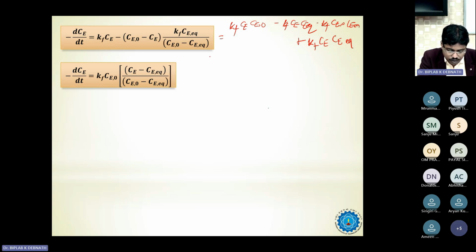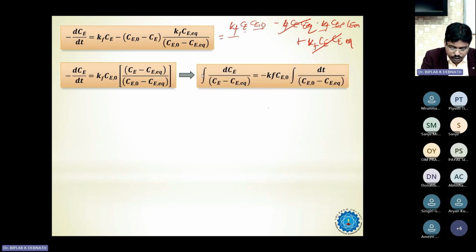No, we can cut minus Kf C equilibrium minus Kf C equilibrium. So finally from here we can take Kf outside the bracket, and we can take C naught outside the bracket. Okay, so we have C minus C equilibrium divided by C naught minus C equilibrium. Now we can easily do the integration.